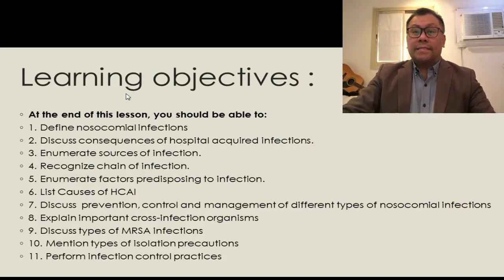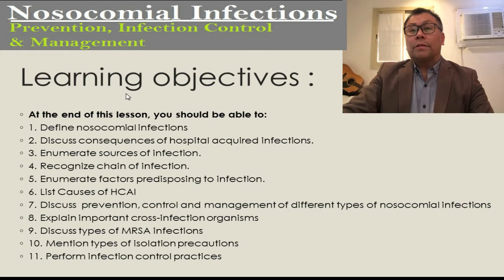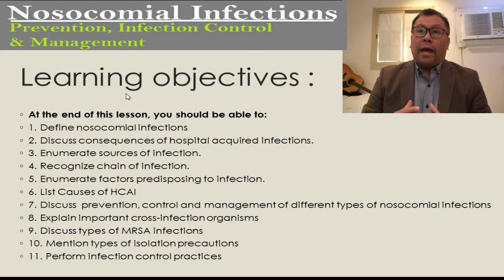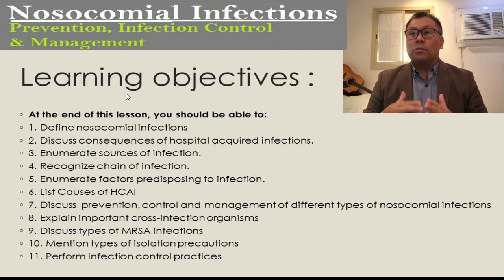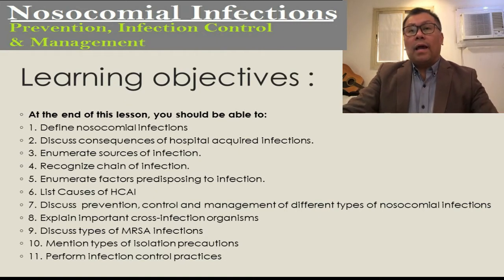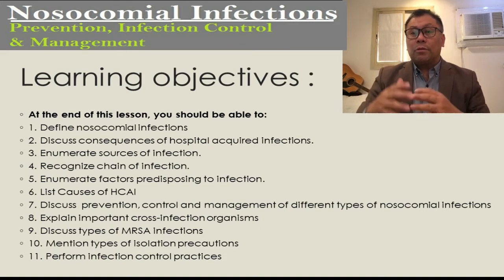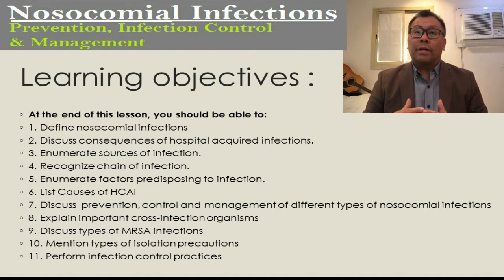First, after this lecture, you will be able to define what nosocomial infections are, and discuss the consequences of hospital-acquired infections. As healthcare nurses, you'll be able to enumerate the sources of infection. You will be able to recognize the chain of infection and the factors that predispose to infection, and the causes of hospital and community-acquired infections. You'll be able to discuss with your patient the prevention, how to control and manage all the different types of nosocomial infections.